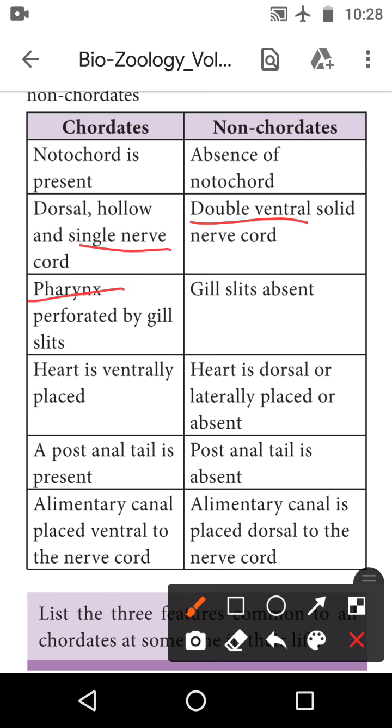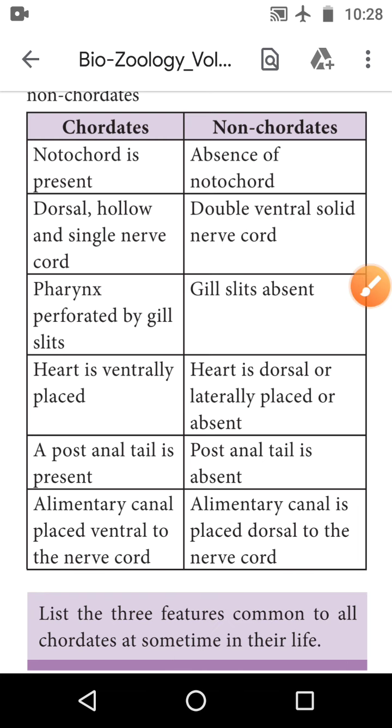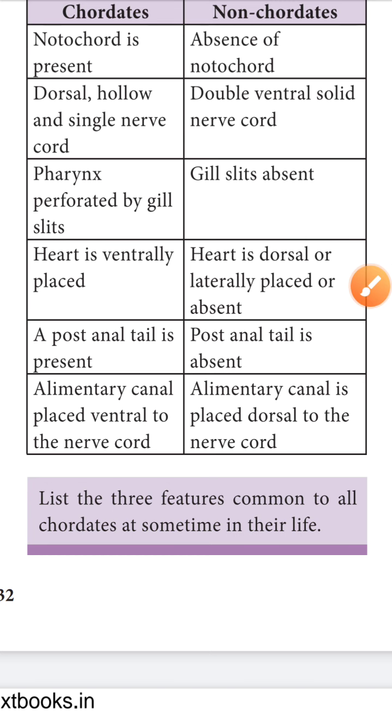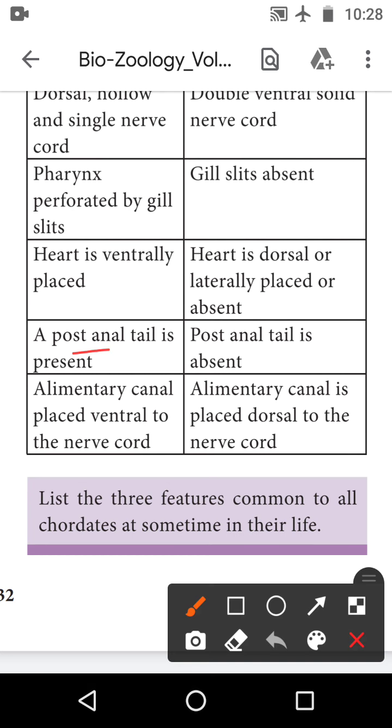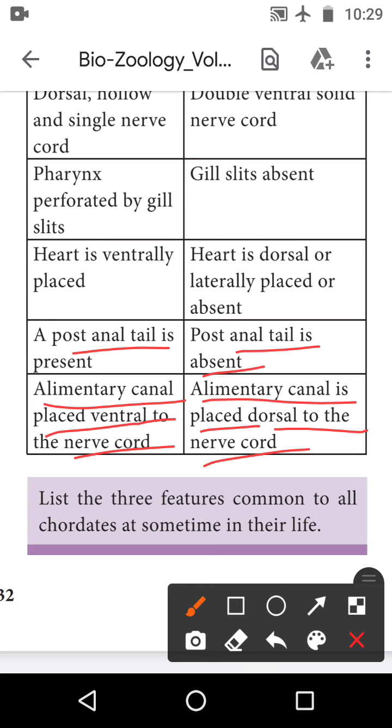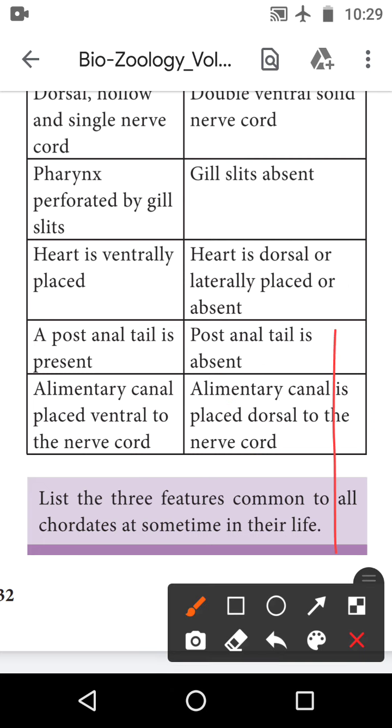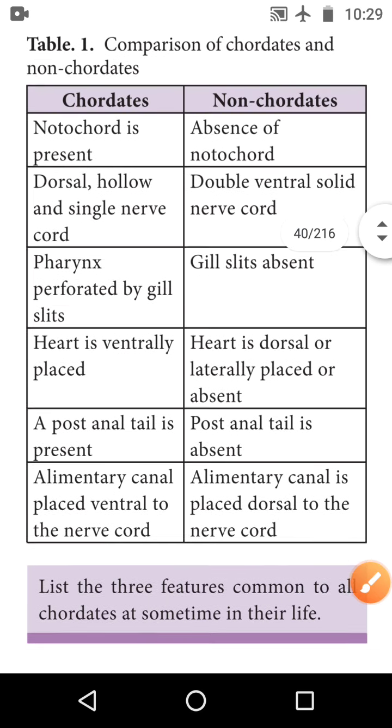Then pharynx and gill slits are present, but gill slits are absent in non-chordates. The heart is ventrally placed in chordates, but in non-chordates the heart is dorsal and laterally placed or absent. Post-anal tail is present, but absent in non-chordates. The alimentary canal is ventral to the nerve cord in chordates, but in non-chordates the alimentary canal is dorsal to the nerve cord. So this is one of the differences between the chordate and non-chordate.